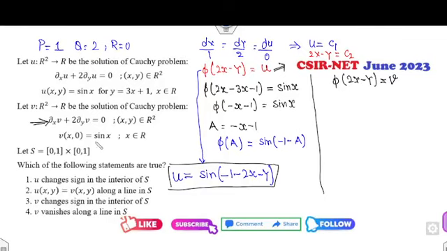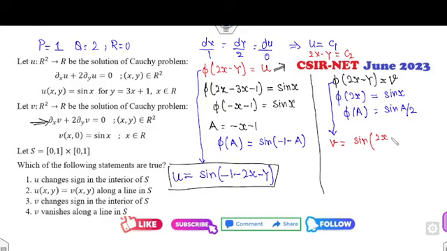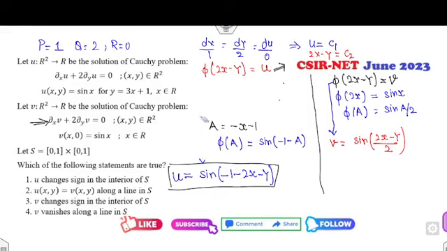Fine. Now apply the initial condition. Phi of 2x, v is my sine x. I can take this number as my a, then it will be sine of a over 2. Substitute this value at the point. So you will get v is sine of 2x minus y over 2. Then s is my closed interval. U changes, v changes. So let me clear the screen. I can write the only solution.